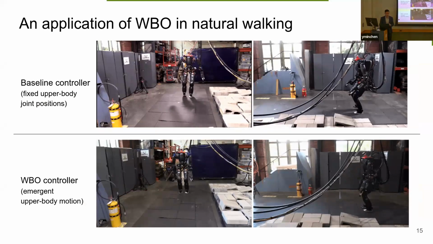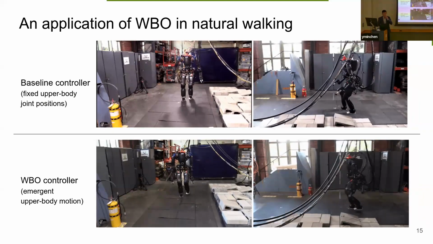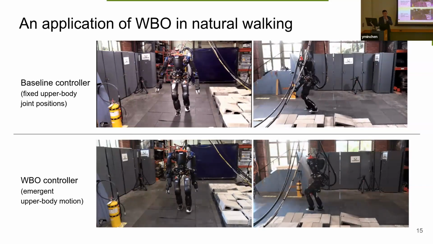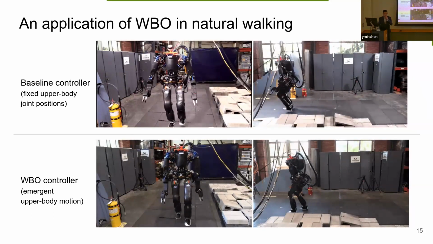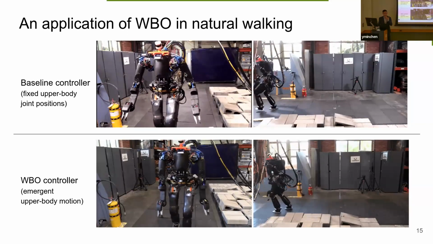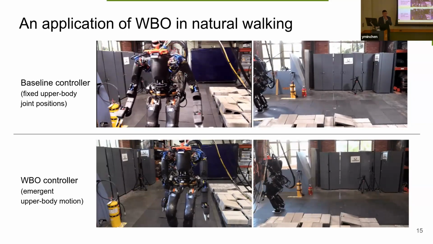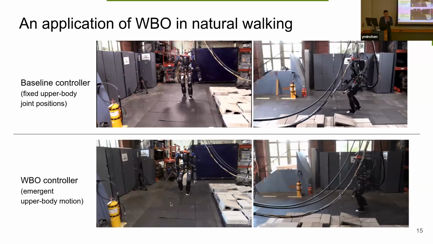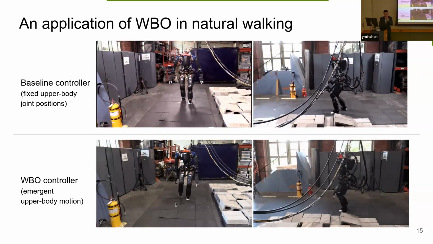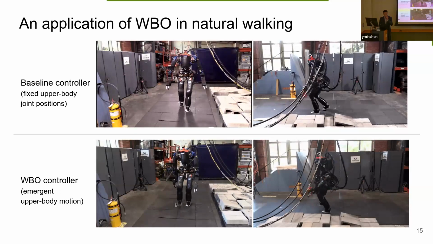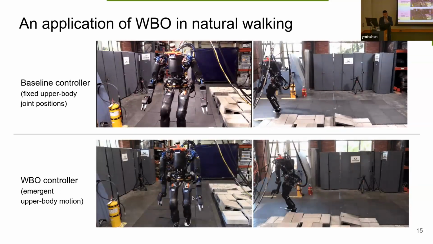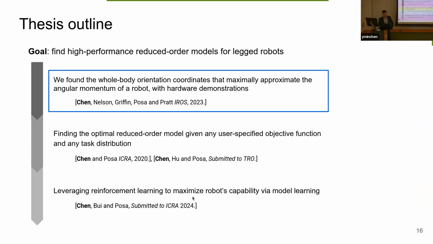Okay, and I also showed this on hardware. On the top here is the baseline controller, which fixes the upper body configuration. If we don't have any controller for the upper body, this is the standard. And the bottom is the WBO controller. We can see the upper body, not just the arm, but also the torso, also yaws. Right. So that was the first chapter.